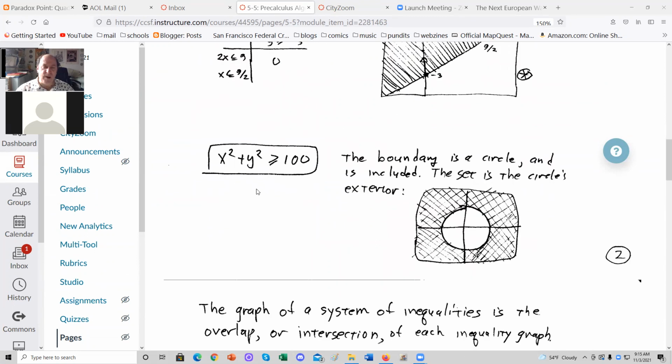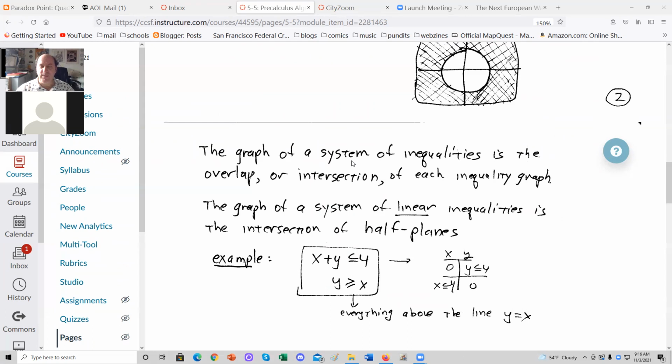x squared plus y squared greater than or equal to 100. Now this is not a linear inequality, it is a quadratic. In fact, if we had an equal sign, that's a circle with radius 10. So the boundary line is a circle and is included. Greater than or equal means radius at least 10, so everything outside the circle, and that is the graph.